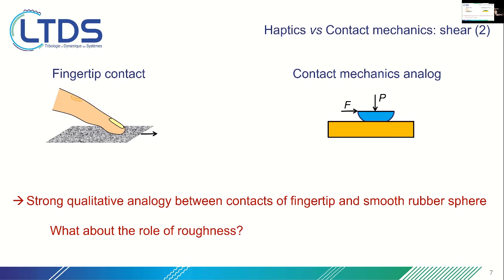Those simple examples are just to show you that there is a kind of qualitative analogy between contacts of fingertips and smooth rubber spheres. Of course, now what is the role of roughness? We haven't talked about that yet.